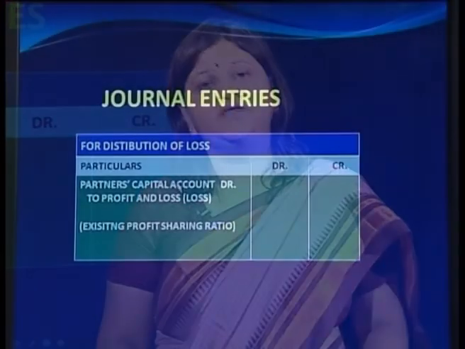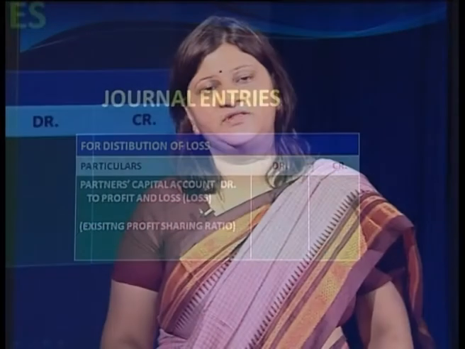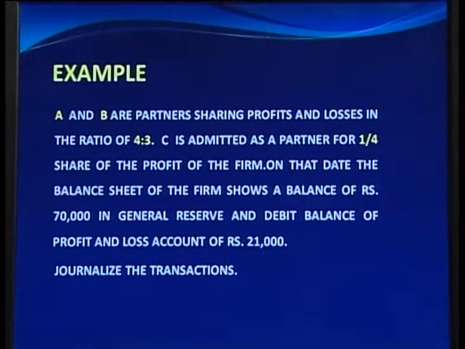Now, students, a question may come into our mind: when the practical aspect of this entry comes, how shall we record it? So, let us discuss an example so that we can understand conceptually how to pass this journal entry with the help of figures. A and B are partners sharing profits and losses in the ratio of 4:3. C is admitted as a partner for 1/4 share of the profit of the firm. On that date, the balance sheet of the firm shows a balance of 70,000 in the general reserve and a debit balance of profit and loss account of 21,000.